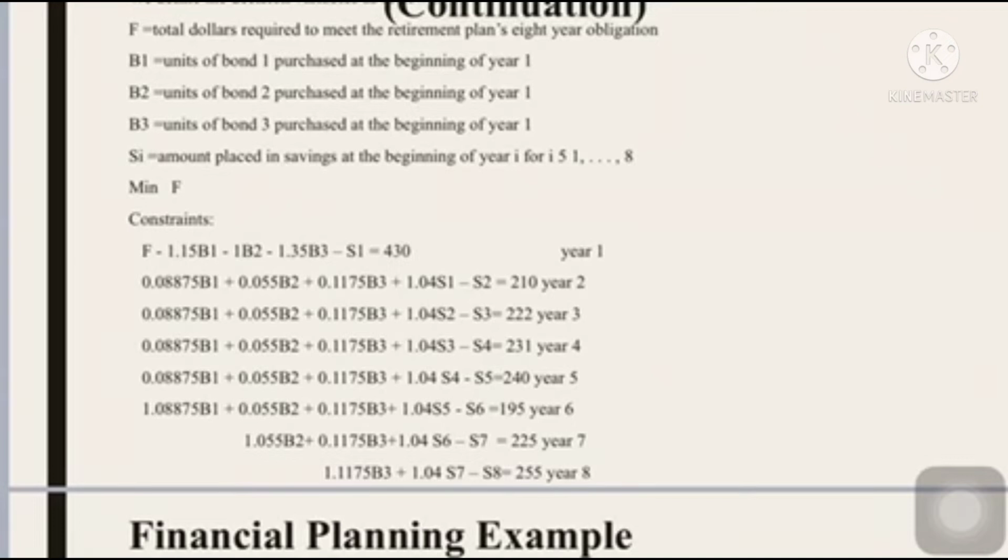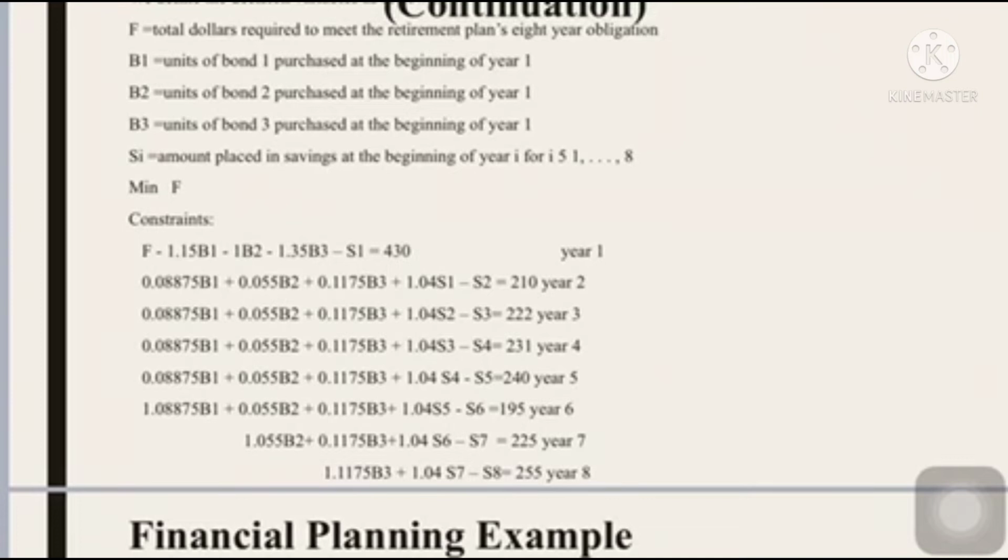Note that the constraint for year 6 shows that the funds available from bond 1 are 1.08875 B1. The coefficient of 1.08875 reflects the fact that bond 1 matures at the end of year 5. As a result, the par value plus the interest from bond 1 during year 5 is available at the beginning of year 6. Also, because bond 1 matured in year 5 and became available for use at the beginning of year 6, the variable B1 does not appear in the constraints for year 7 and 8.